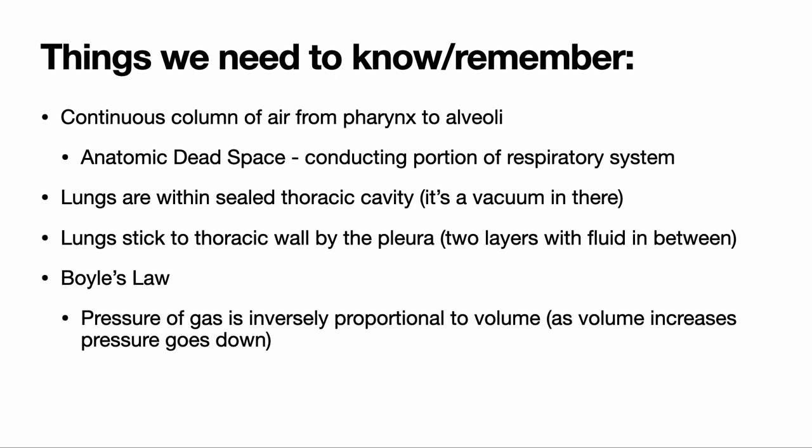Also from AP1, remember that the lungs are within a sealed thoracic cavity. You learned that they have a pleura, a two-layer membrane around the lungs. So there's the parietal pleura that adheres to the wall of the thoracic cavity, and the visceral layer, or the visceral pleura, that's on the lungs with some fluid in between. So that's important because that helps maintain the lungs to be open so that we can get inspiration.